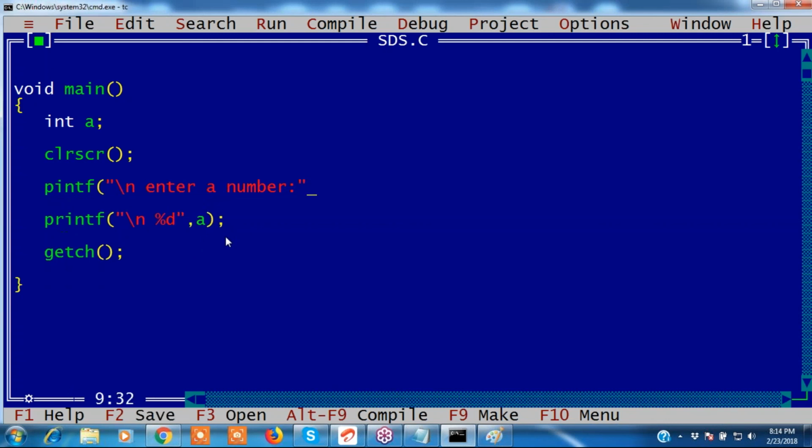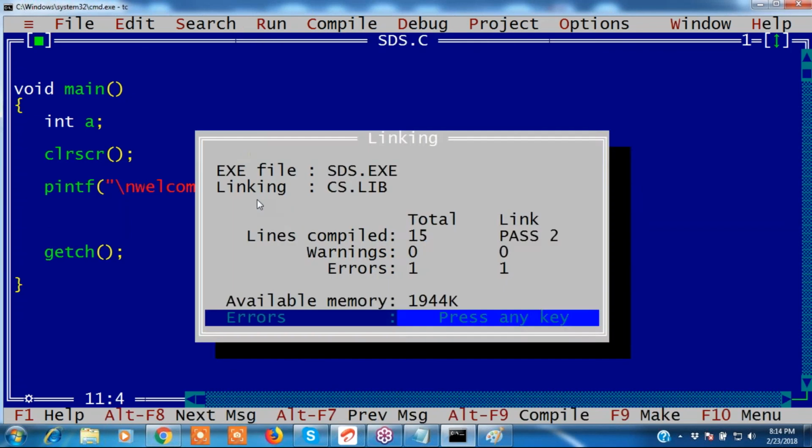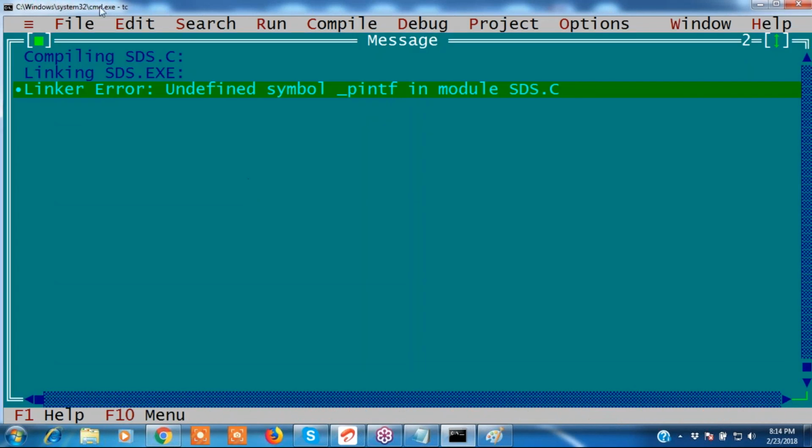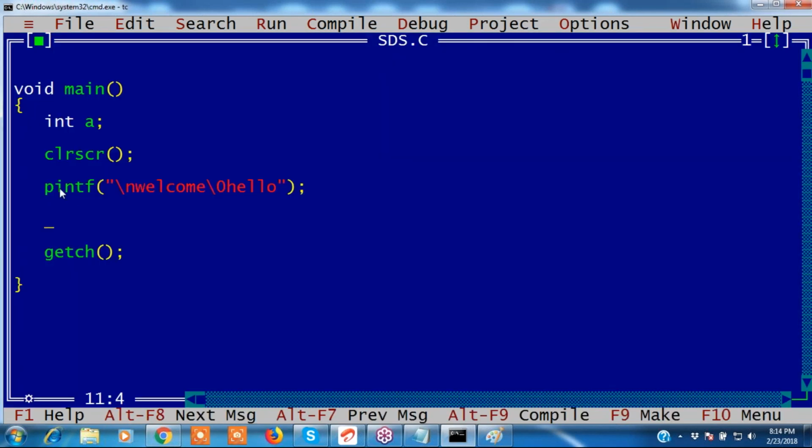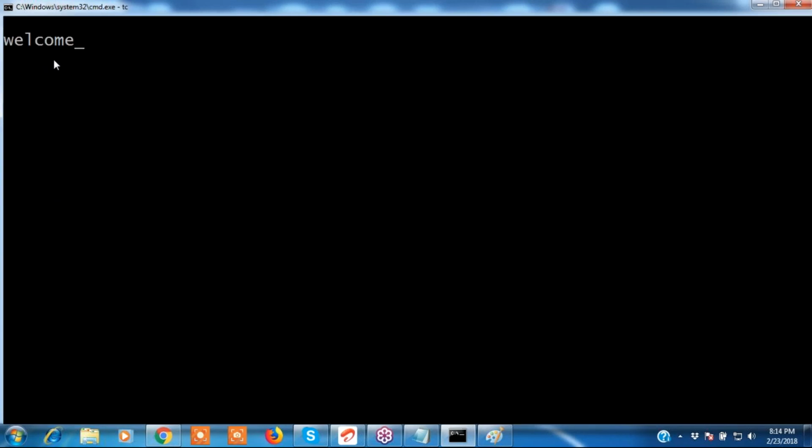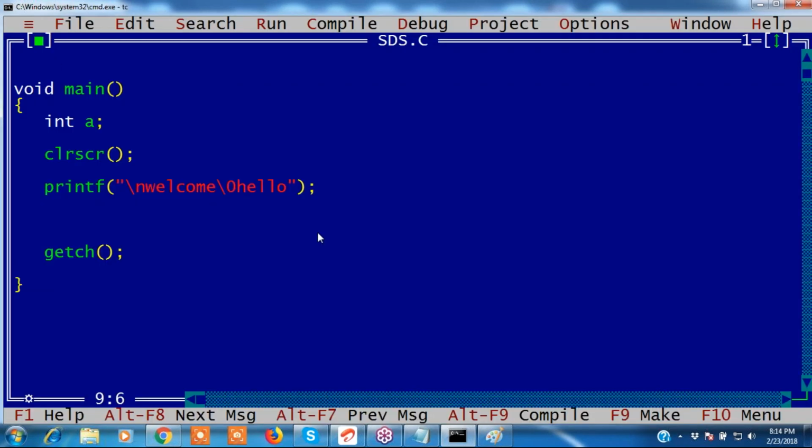If I write printf of, for example, welcome slash zero and hello, what does it print? Up to the null character only it reads, right? Now what does it print? Welcome will be printed. After the welcome, it doesn't print anything, right? Once you execute this, welcome is the output. It won't print hello. Clear, guys? Now I will show you some programs.